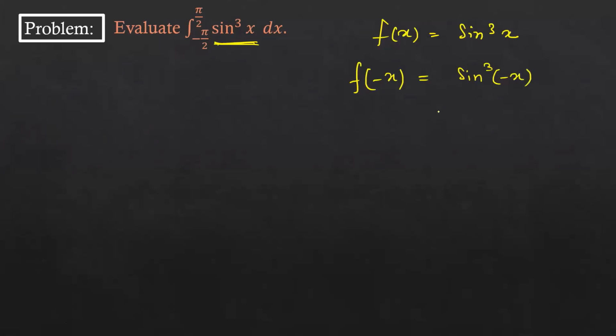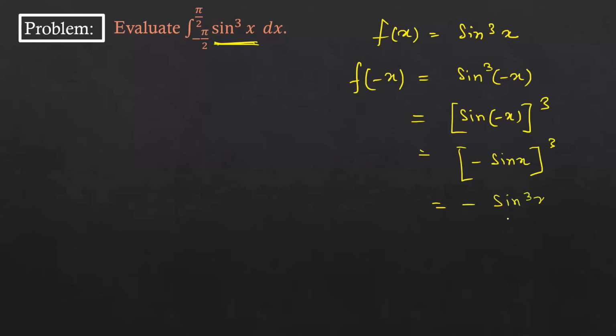Sine cube of minus x, that is sine of minus x, whole cube. Sine of minus x gives you minus sine x, so cubed, you actually have minus sine cube x. That means minus f of x. So this is an odd function, and you can directly put the value as 0. We have nothing to perform. Just check whether it is an odd or even function, and you can put it as 0.